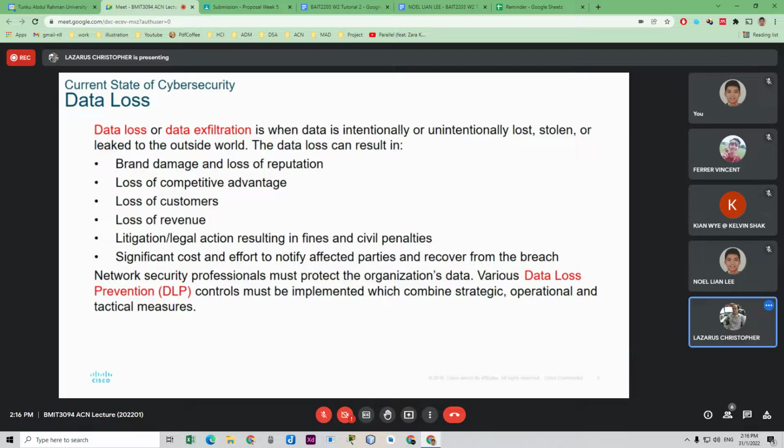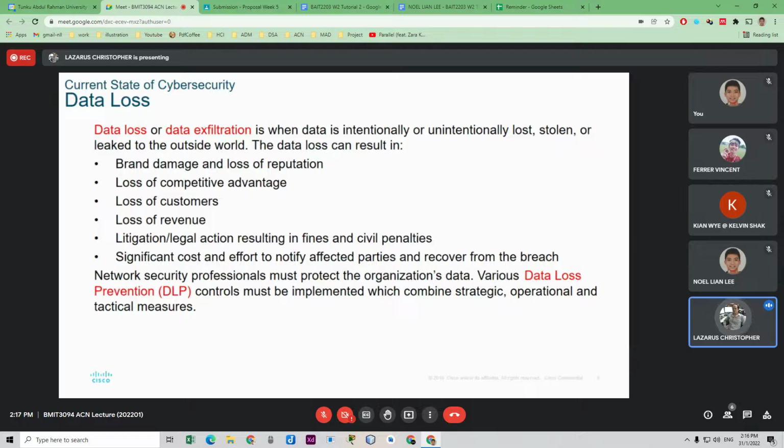Example. Then there's a problem of you being sued. If the data loss involves your customer data and your customers get very angry and want to sue your company, then you face that litigation, legal action, which can result in a very huge amount of fines and civil penalties, right? If you're big enough and you have billions of dollars, then maybe you can absorb it. But if not, then it can bring bankruptcy to your company, right? Significant cost and effort to notify affected parties and recover from the breach.